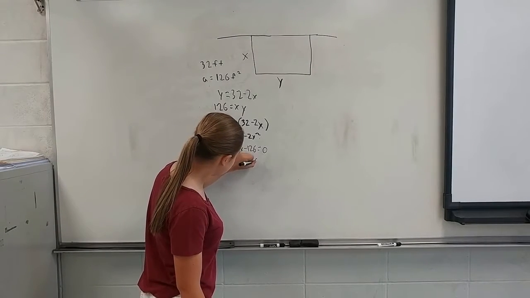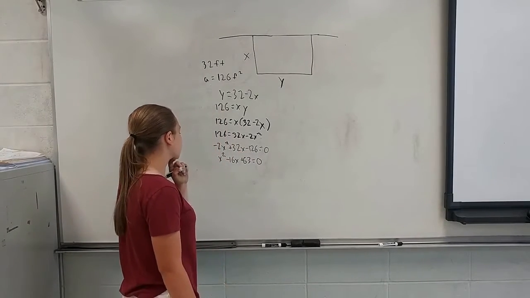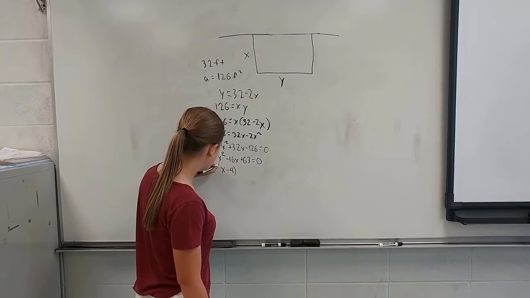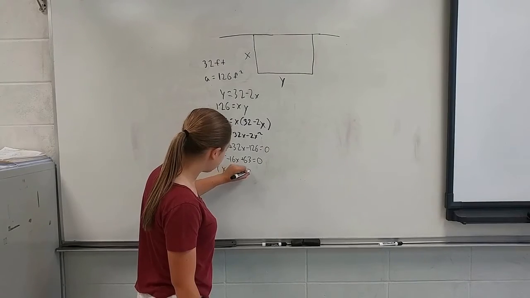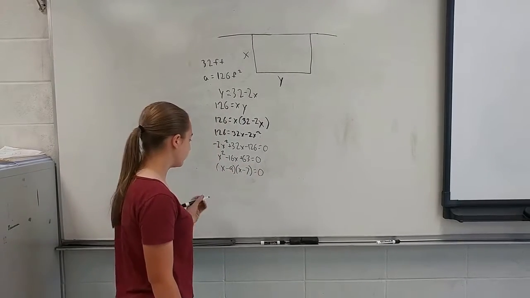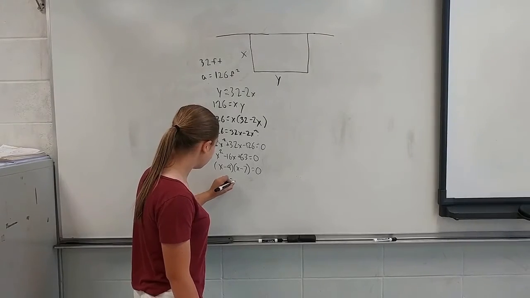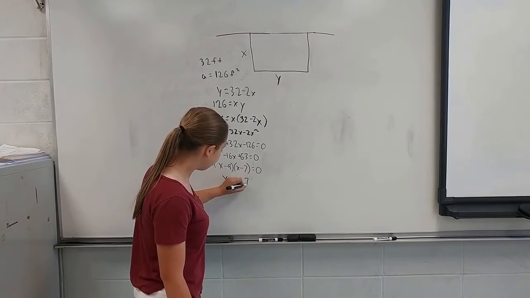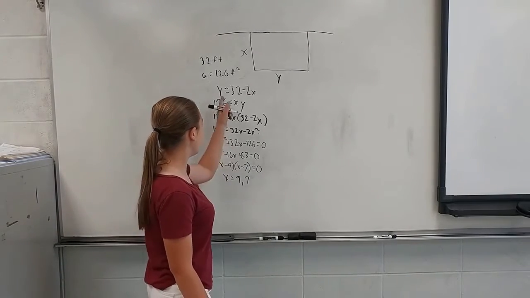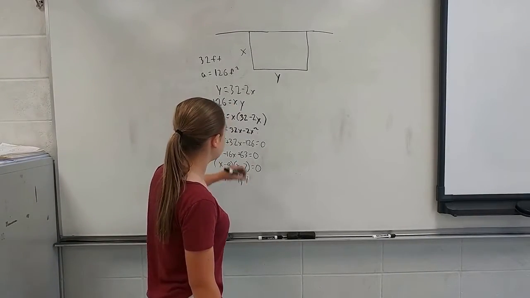x squared minus 16x plus 63 equals 0, which can then be factored further into x minus 9 times x minus 7 equals 0. So by the zero product property, you know that x will equal either 9 or 7. And so to find out y, you want to substitute the x values back into this original equation.